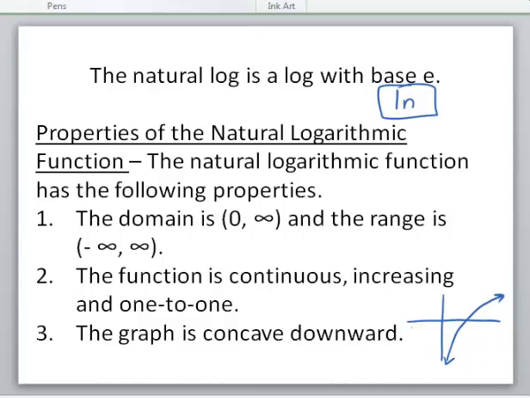One-to-one means that if you do a horizontal line test, the horizontal lines will only pass through the graph in exactly one spot. Very similar to the vertical line test, but a vertical line test just tells me whether or not it's a function. A horizontal line test tells me whether or not it's one-to-one. And the last thing that we're going to know about the function is that it's concave down.